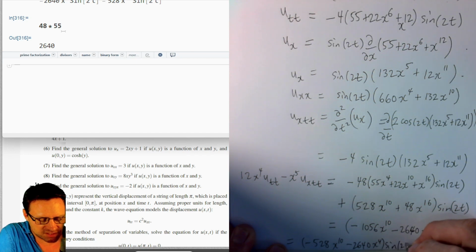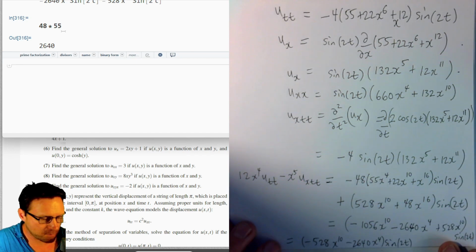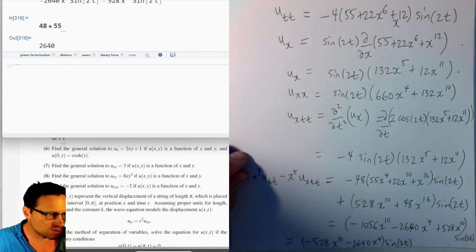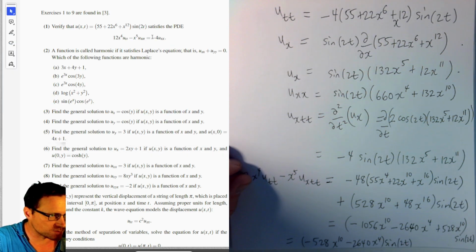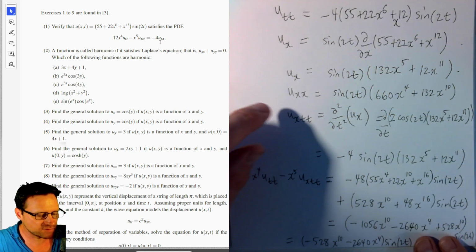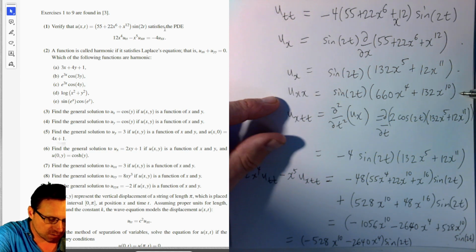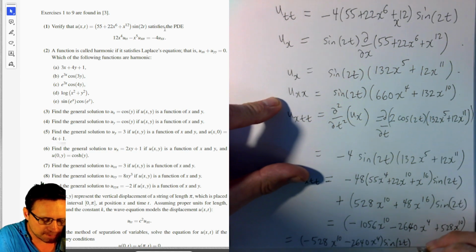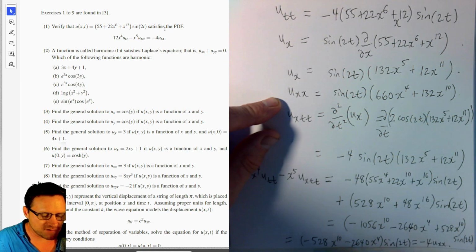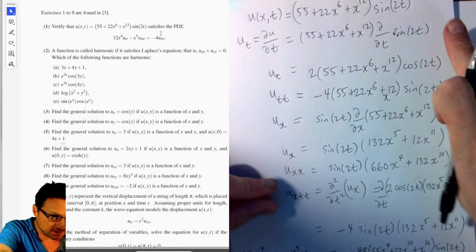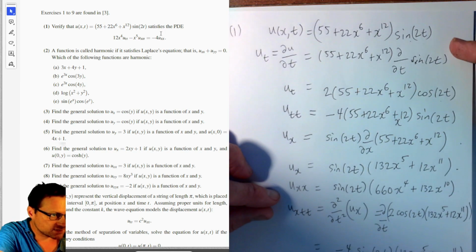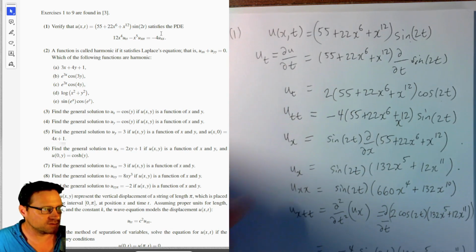sine of 2t. Now, what is this? Well, according to the problem, it's meant to be equal to minus 4u_xx. Let's have a look. If we take this line, multiply it by minus 4, this is exactly what we're going to get. We have minus 4u_xx. And so we have verified that that function there satisfies the PDE in the PDF.